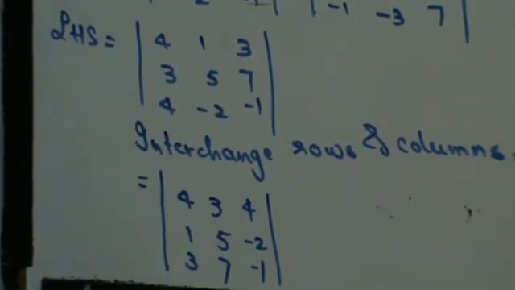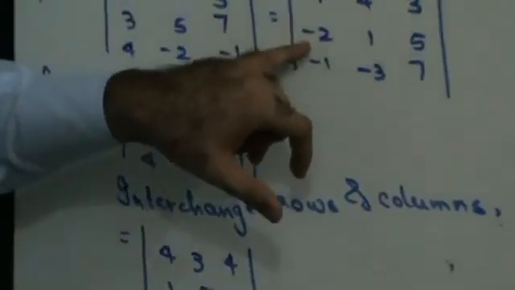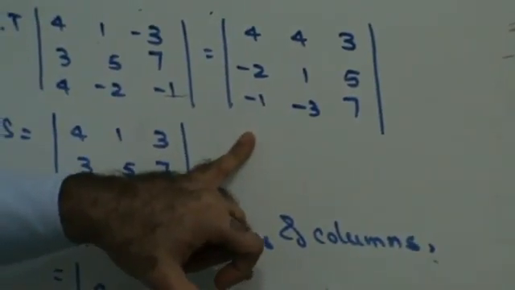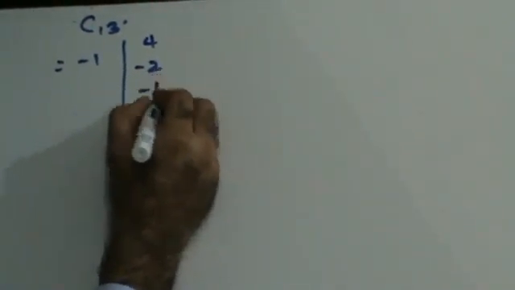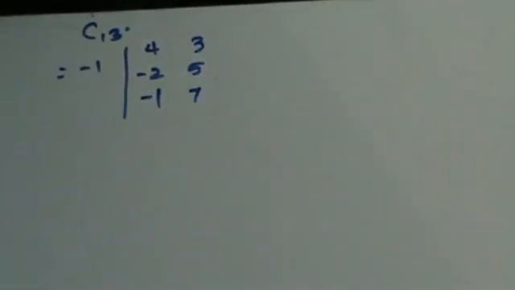Do we get this clear? Now let's see my right hand side. I want 4, minus 2, minus 1 to be my first column. That's my third column. I'll say interchange third column and first column, C1 and C3. This is how you write it. Now when you are interchanging only rows or only columns, then you have to multiply by minus 1. So my third column will become first column, 4, minus 2, minus 1, and my first column will become third column, 3, 5, 7 and 4, 1, 3.